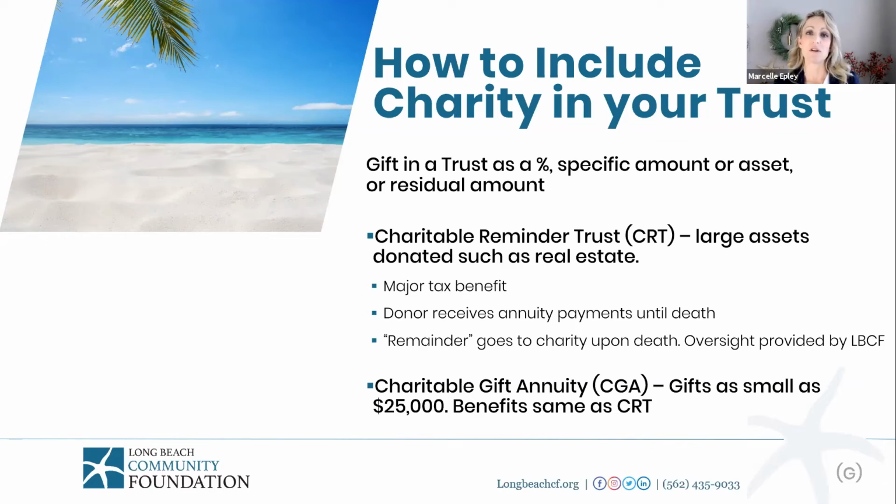So the process is you donate the property to the community foundation. We sell it. We put the money in a trust, and that trust produces income from being invested. You receive those quarterly annuity payments, which are based on an actuarial calculation of your age and all of that. And when you pass, whatever's left, or the remainder, goes to charity. And you coordinate all that with us to make sure it goes to the charity of your choice in the way that you intend.